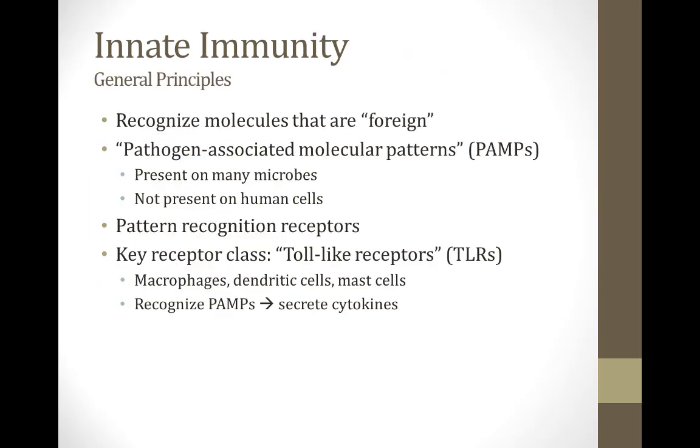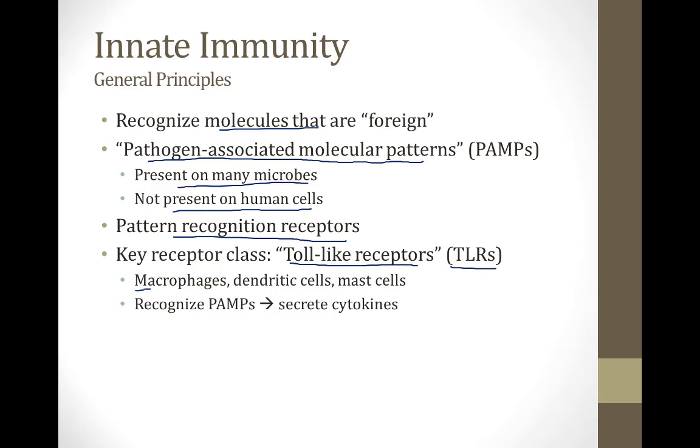First, let's talk about how those elements of the innate immune system recognize pathogens that have gotten past the skin and mucous membranes. You should know that all those elements of the innate immune system can recognize molecules that are foreign, and it does this by looking for structures on pathogens called pathogen-associated molecular patterns. These are patterns of molecules that are present on many microbes, but not usually present on human cells. The innate immune system recognizes these structures by the use of pattern recognition receptors. One of the most important classes of pattern recognition receptors are the toll-like receptors, or TLRs.